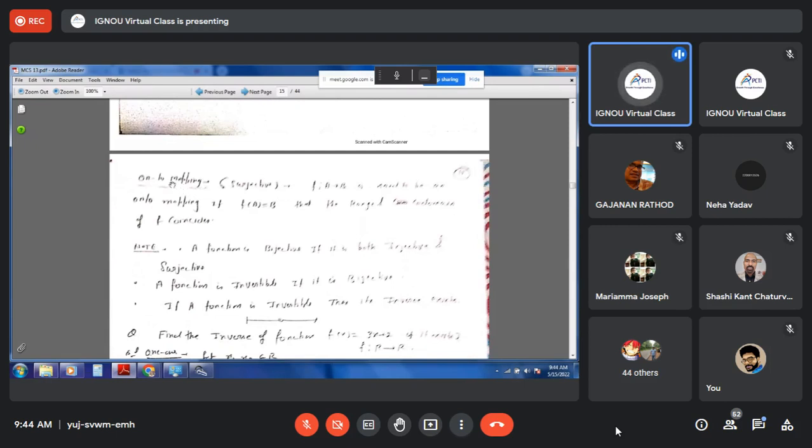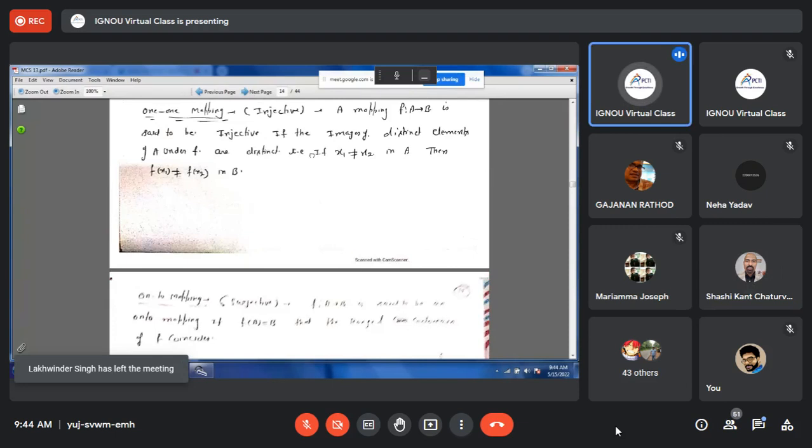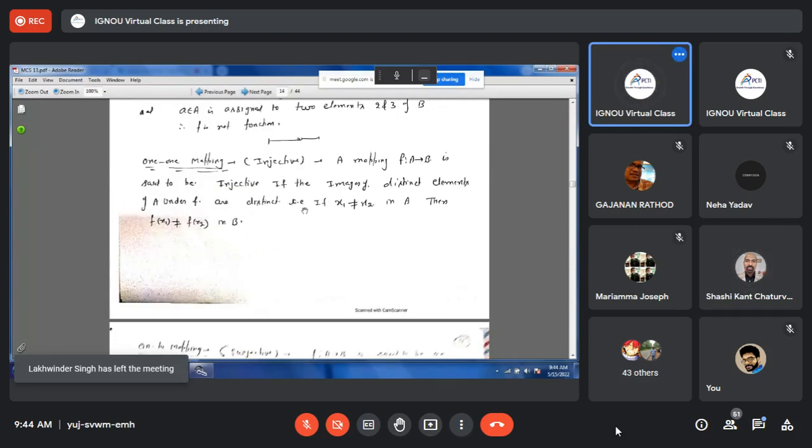It was the definition of onto mapping. Sir, please explain it. Please explain the above line that you have written. 1-1. Which one? Well, I explained it in the example. This one.